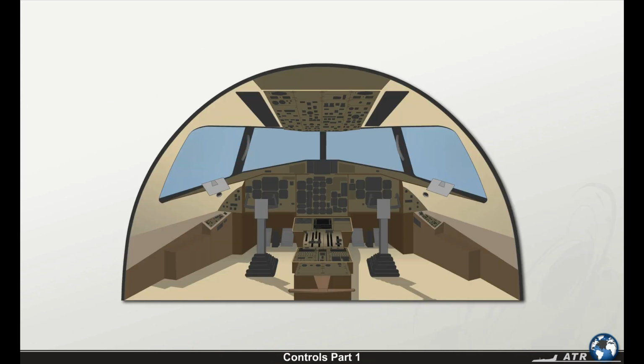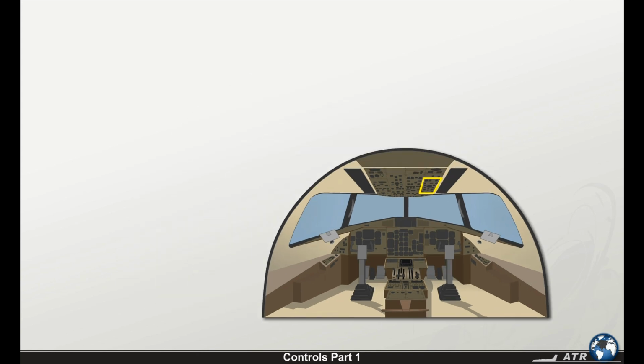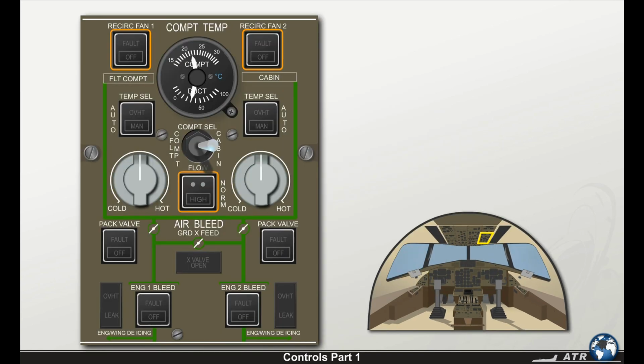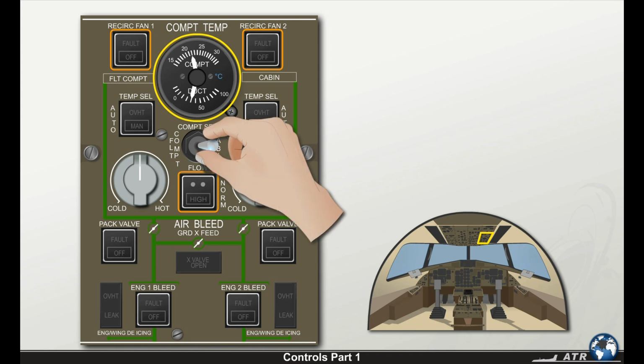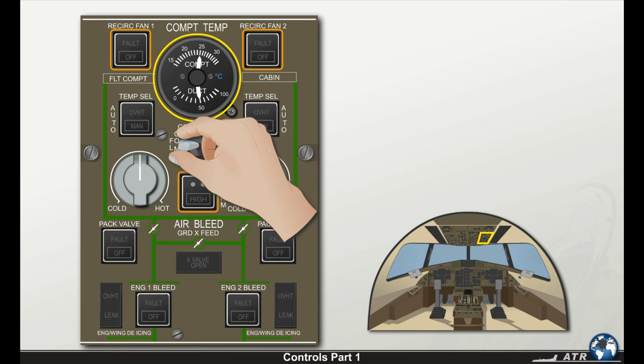The temperature panel is located on the overhead panel. It looks like this. Let's now go through all elements with a detailed explanation. In the center of the panel, you can see the compartment selector switch. It selects the zone, meaning flight compartment or cabin, that you want to read the temperature display for. Only one temperature indicator is installed. Thus, you have to use the compartment selector switch in order to have the information you want displayed on the temperature indicator.